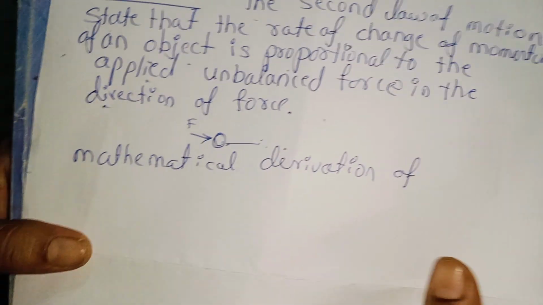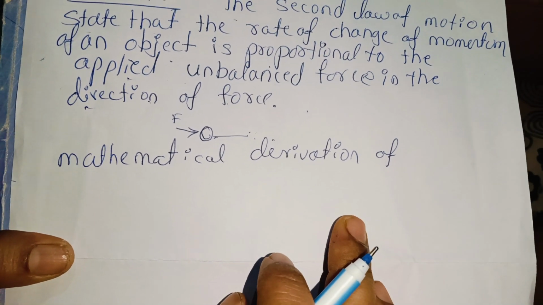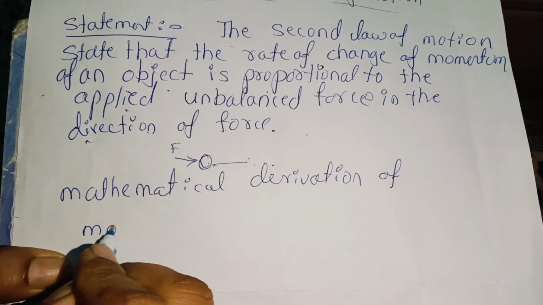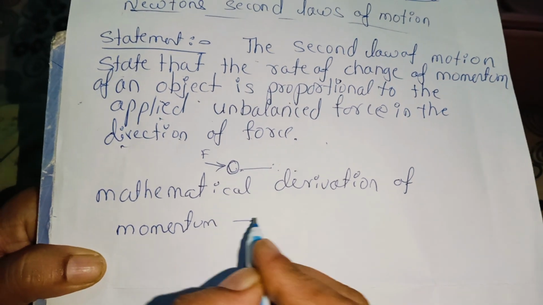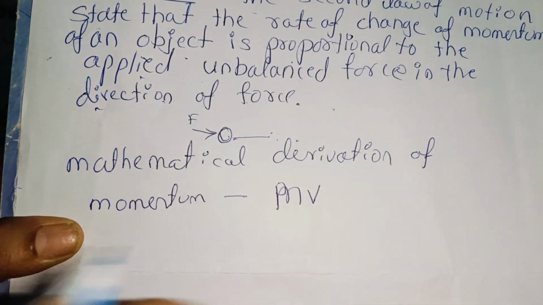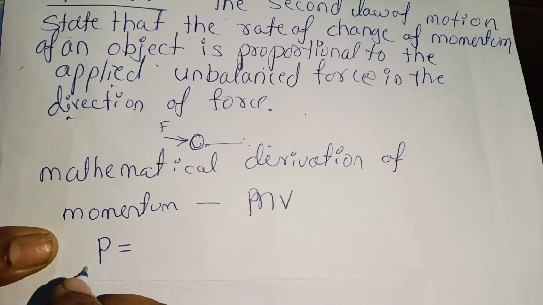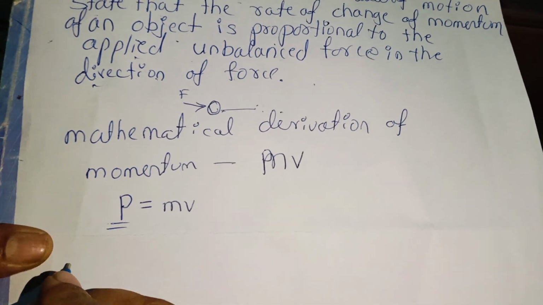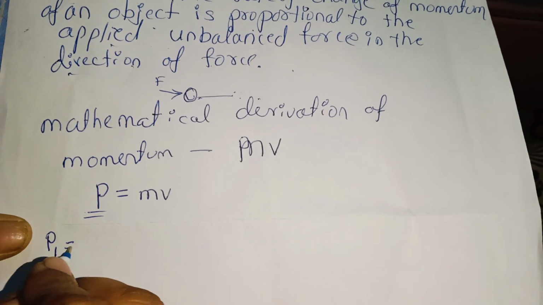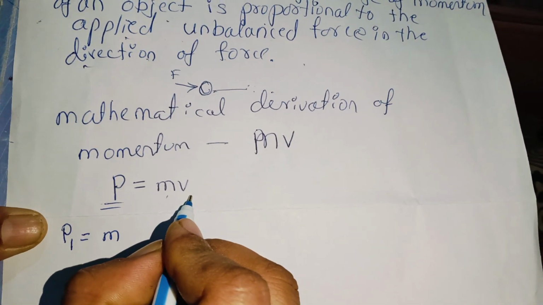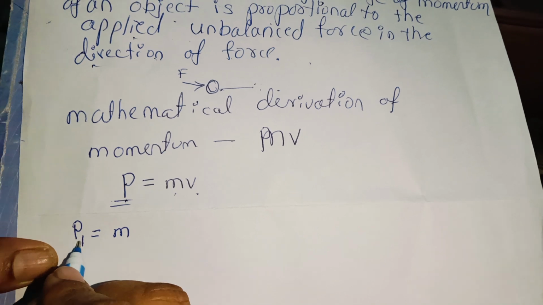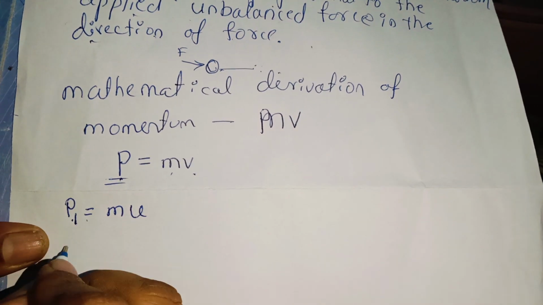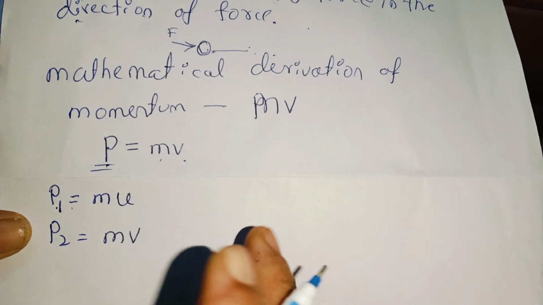Now we are going to derive the mathematical statement for Newton's second law of motion. We know that momentum is the product of mass and velocity. Momentum is represented by the letter P. So initial momentum is represented by P1, which is m into u. Here P2 is equal to the final momentum.